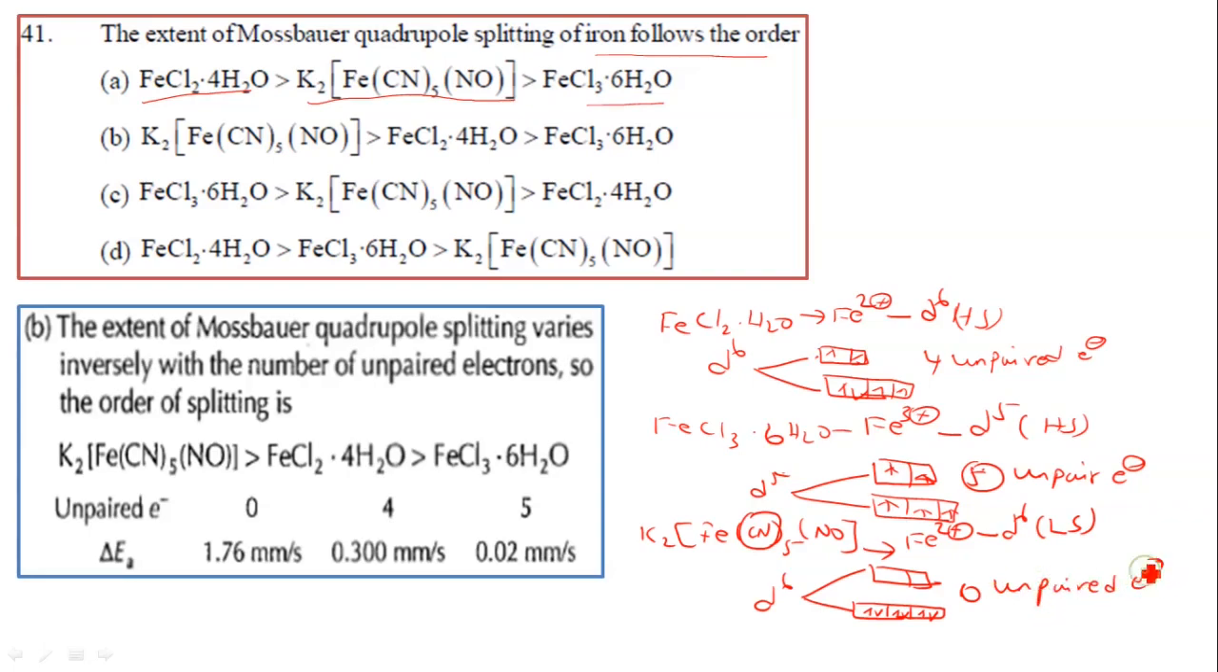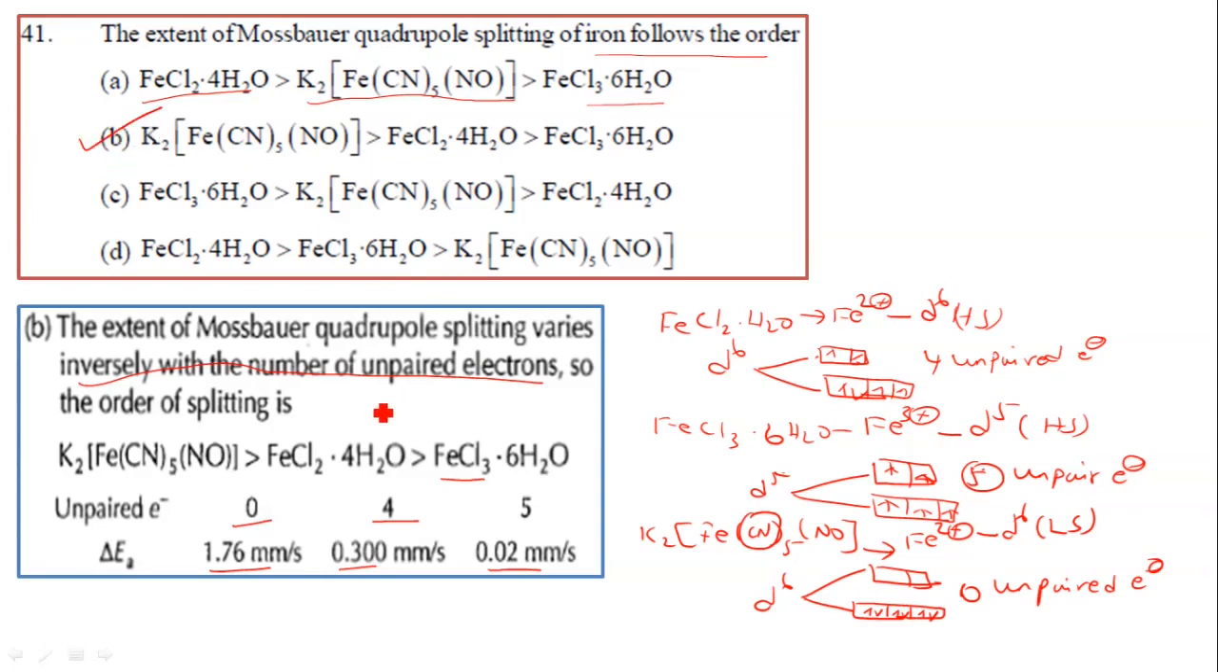So from this you see the extent of Mossbauer quadrupole splitting varies inversely with the number of unpaired electrons. The Mossbauer quadrupole splitting is inversely proportional to unpaired electrons. Hence this complex has 0 unpaired electrons, having more splitting. FeCl2 has 4 unpaired electrons, which is lesser, and FeCl3 has very little quadrupole splitting. Hence the splitting will be in this order. Answer B is correct.